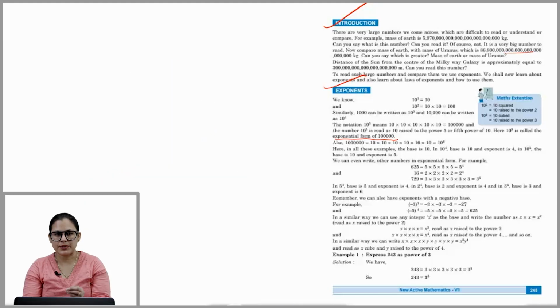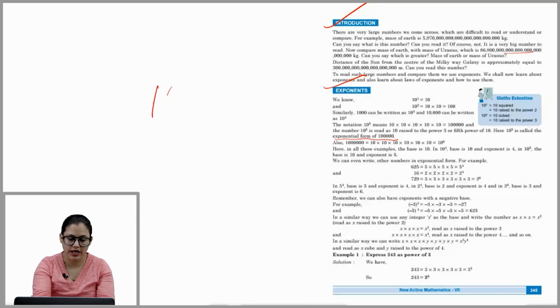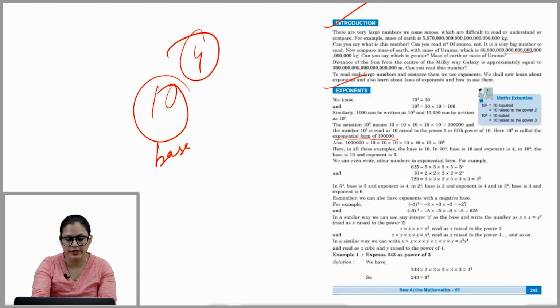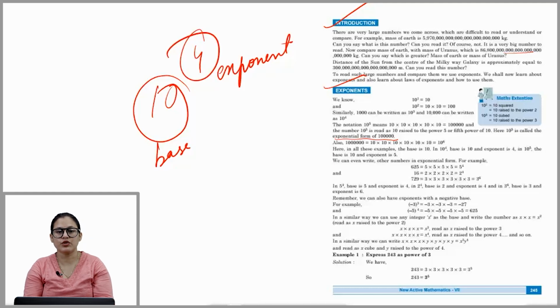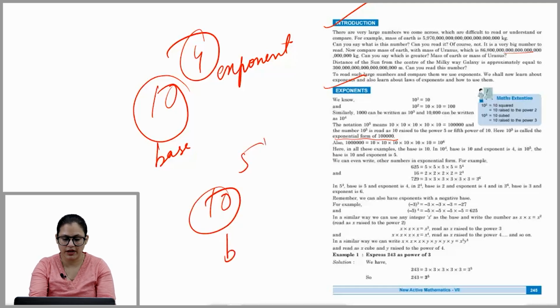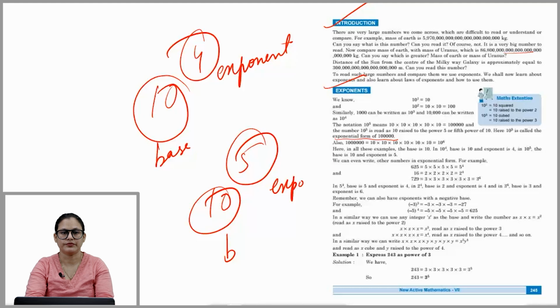Here in all these examples, the base is what? 10. In 10 raised to the power 4, base is 10 and exponent is 4. This is the base, and the power is called the exponent. In 10 raised to the power 5, this is the base and 5 is what? Exponent.